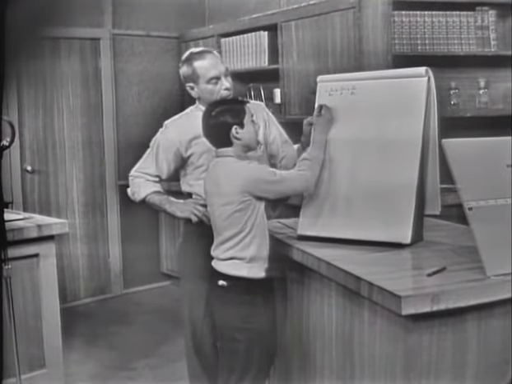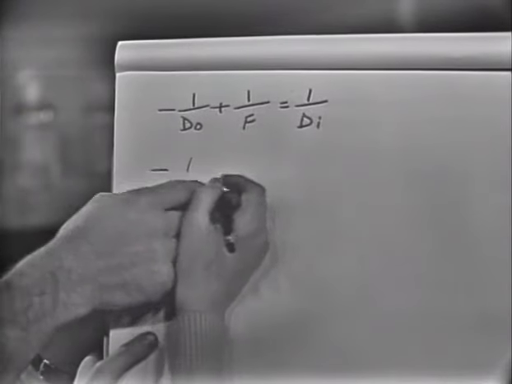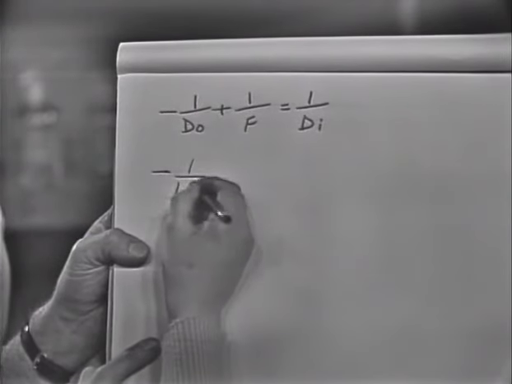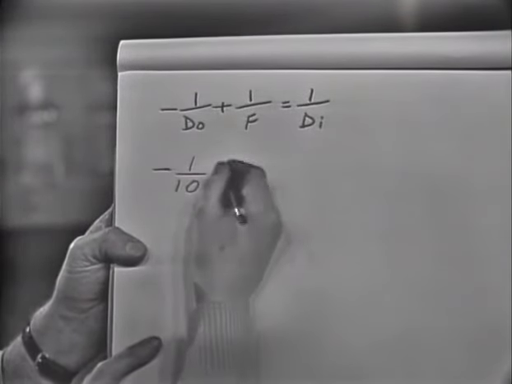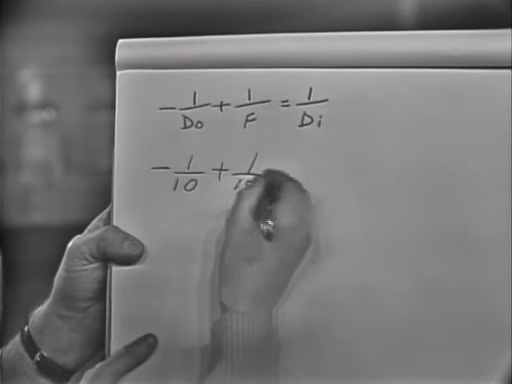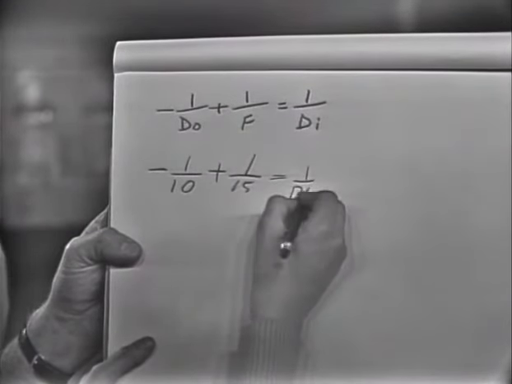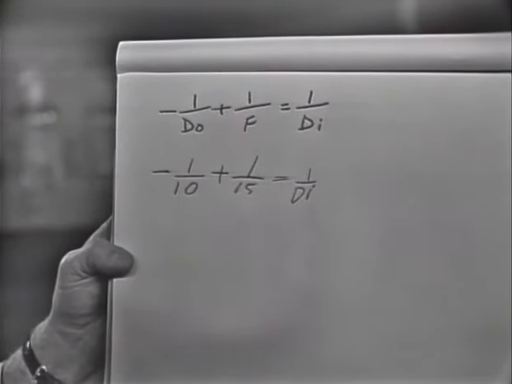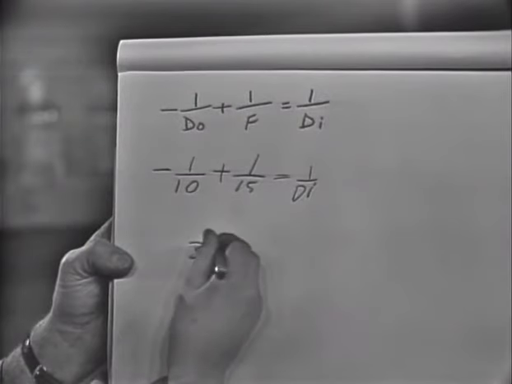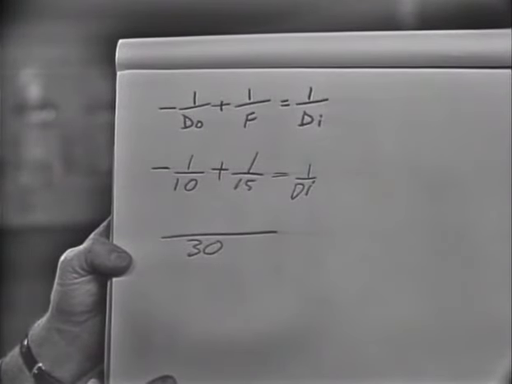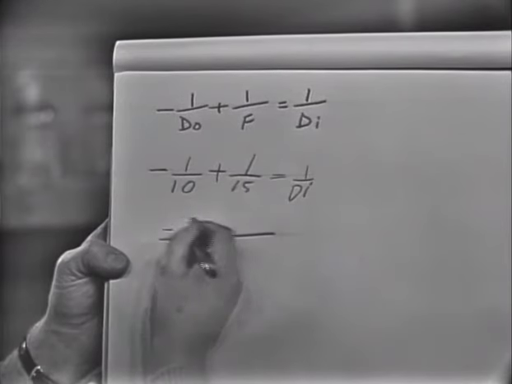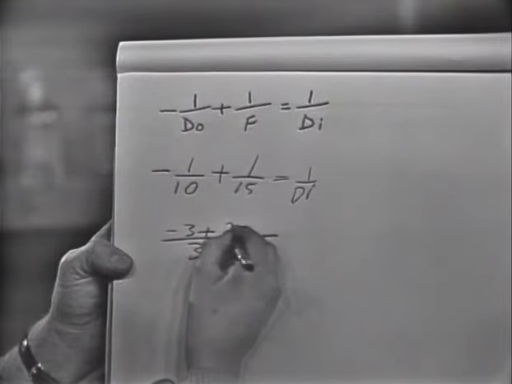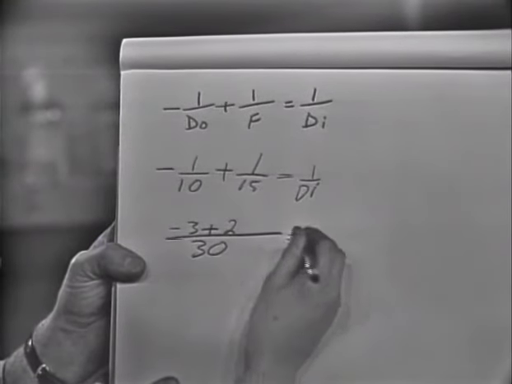How can you put it in front? Well, you can. After all, you can go up and touch the surface of the lens. Oh, that's right. So you couldn't put it at 10, all right? So this is minus 1 over 10 plus 1 over 15 equals 1 over di. Well, let's see. A common denominator is 30. So put 30 down. That would be negative 3, 10 goes into 30 three times, plus 2, equals 1 over di.